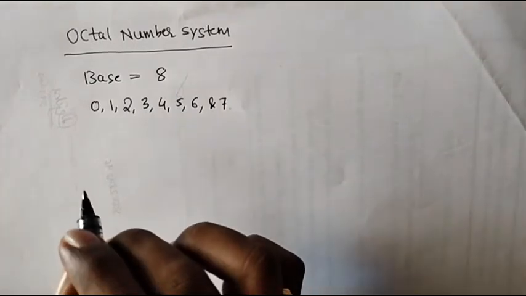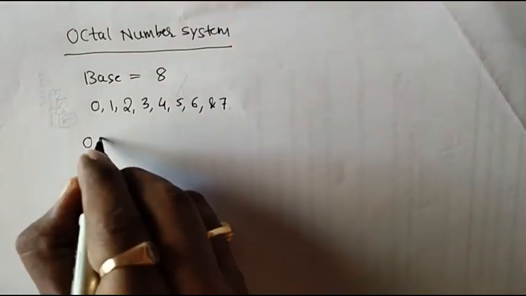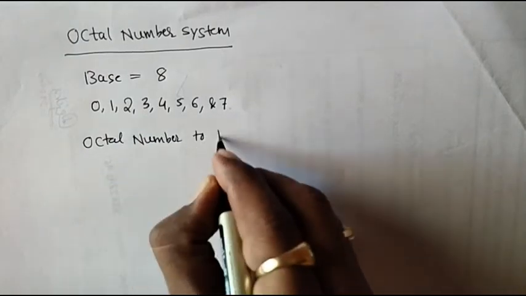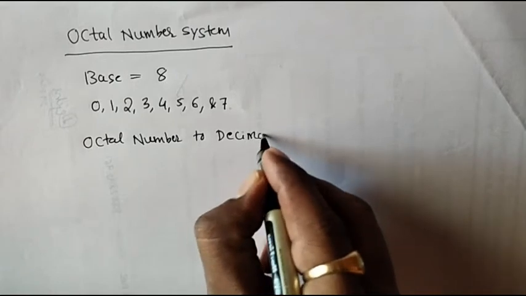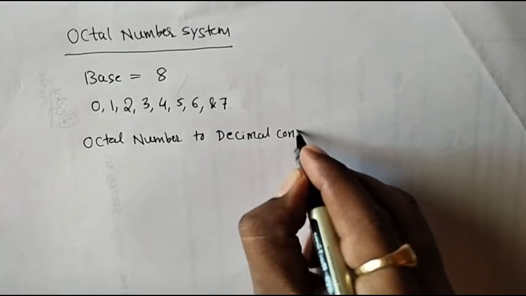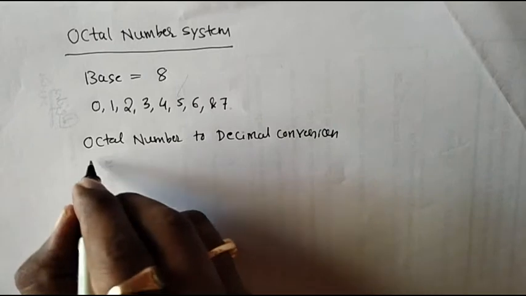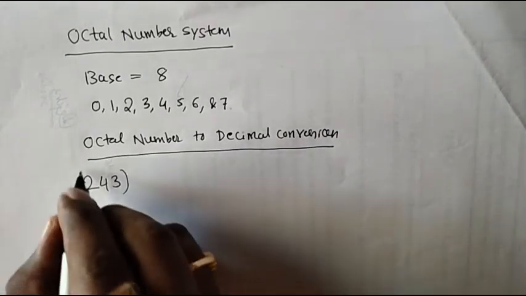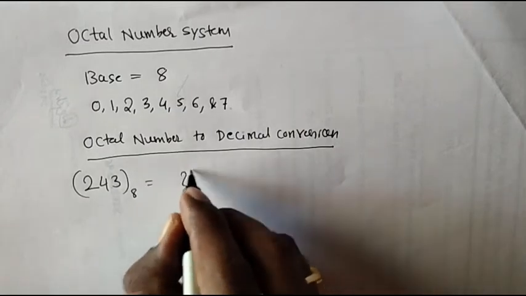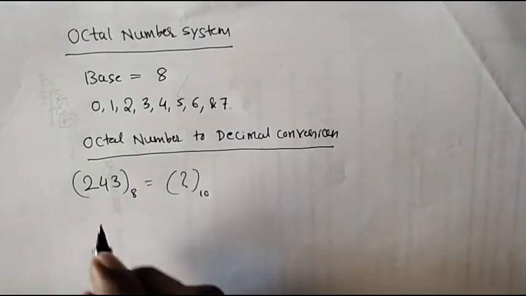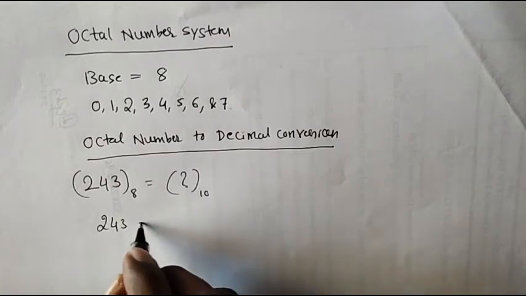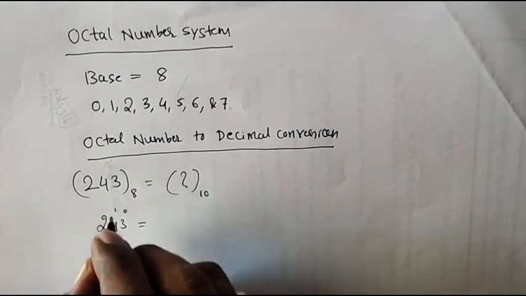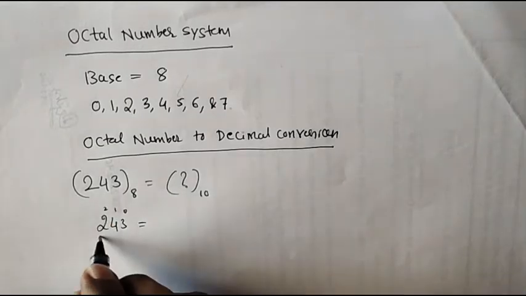Let us see how to convert given octal number into decimal. Suppose the given number is 243, which is in octal. Let us see what is decimal equivalent of this. 243. Assume that this is 0th position, this is first position, this is second position.